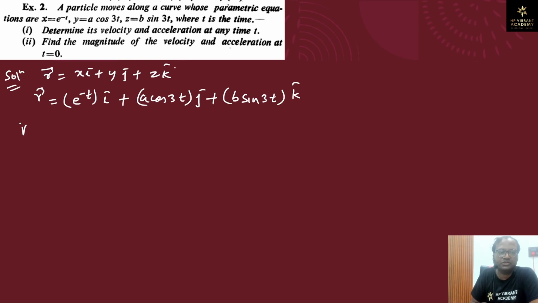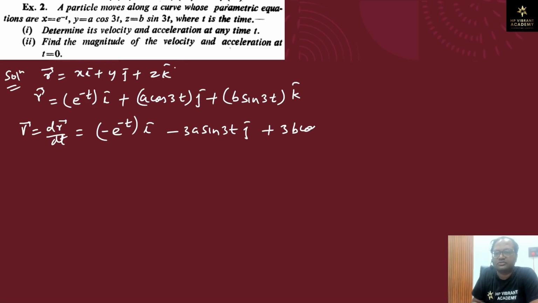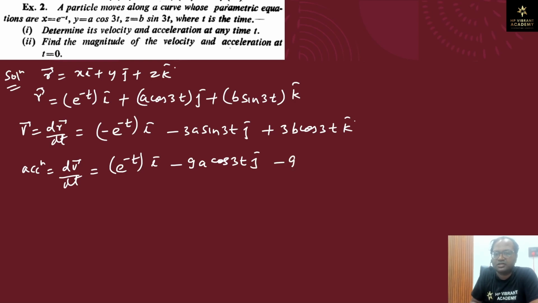Okay, so now velocity is given by dr/dt. So this is equal to -e^(-t) i cap minus 3a sin 3t j cap plus 3b cos 3t k cap. This is the velocity. Okay, and acceleration is given by dv/dt. So this is equal to e^(-t) i cap minus 9a cos 3t j cap minus 9b sin 3t k cap.